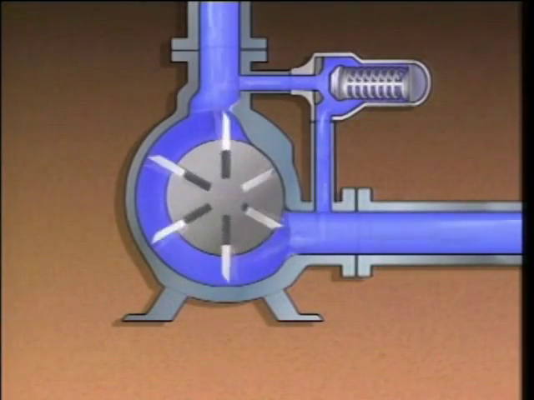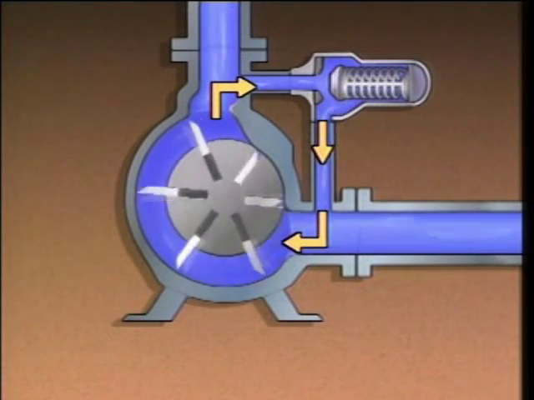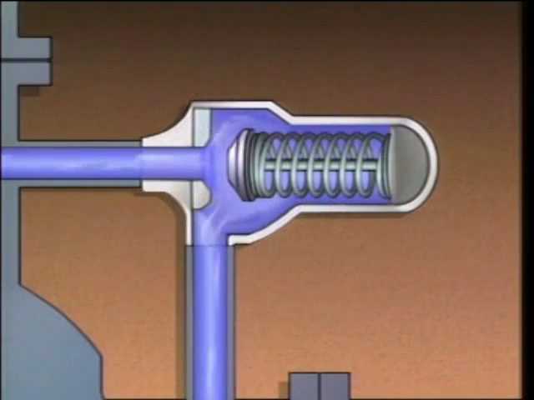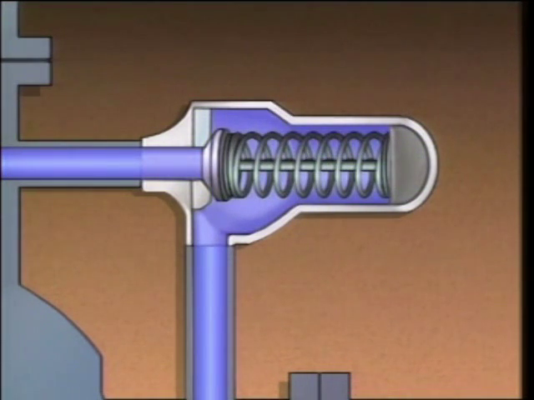When this happens, the process liquid flows back to the suction side of the pump and recirculates through the pump. This relieves the pressure from the pump's discharge. When the discharge pressure falls and is no longer excessive, the spring overcomes the pressure that's holding the valve disc off the seat and reseats the valve.